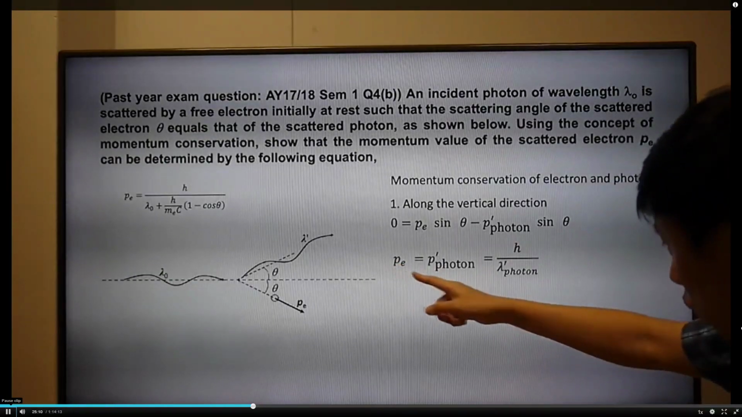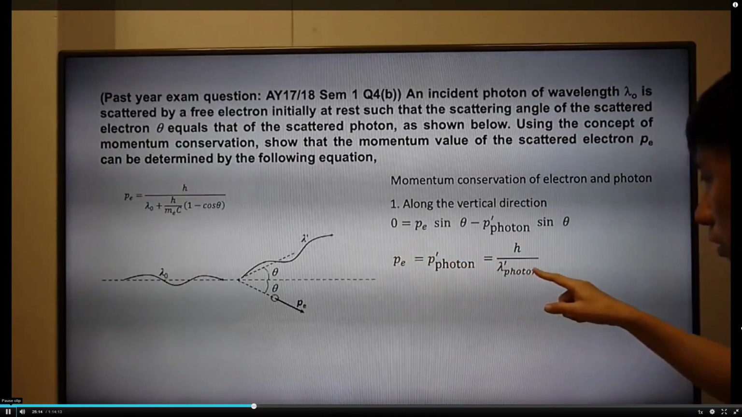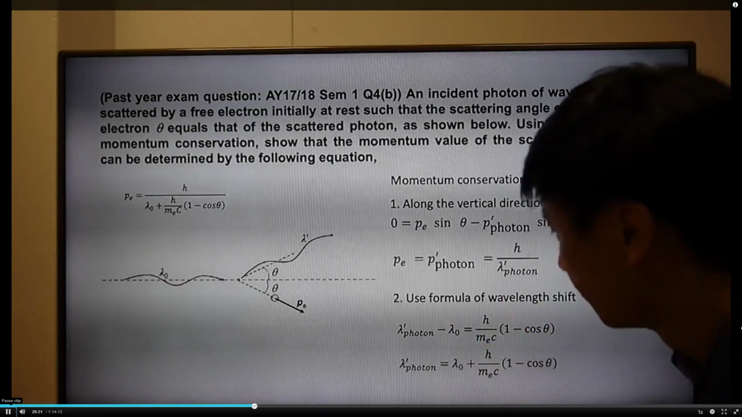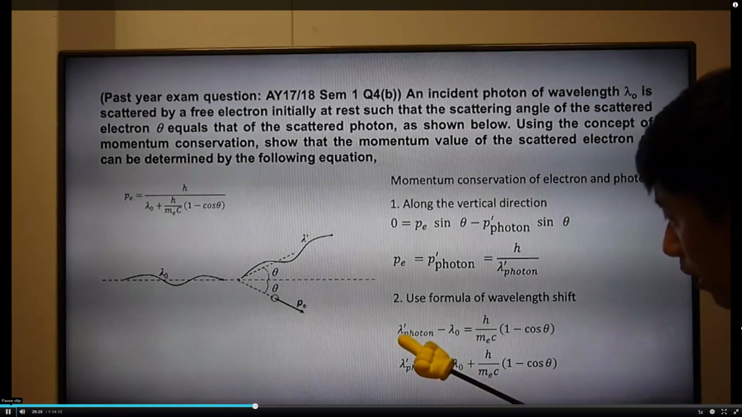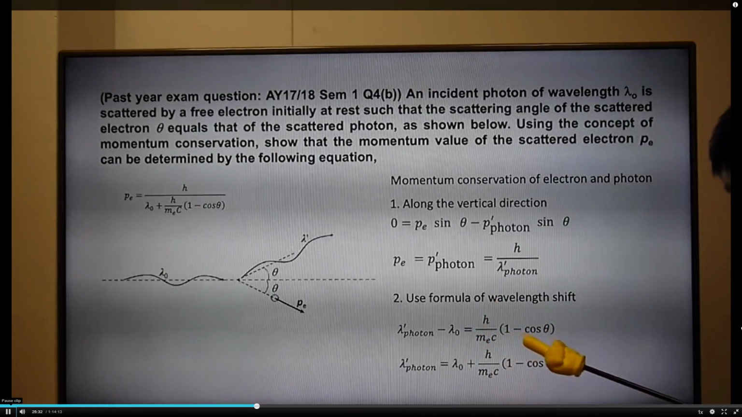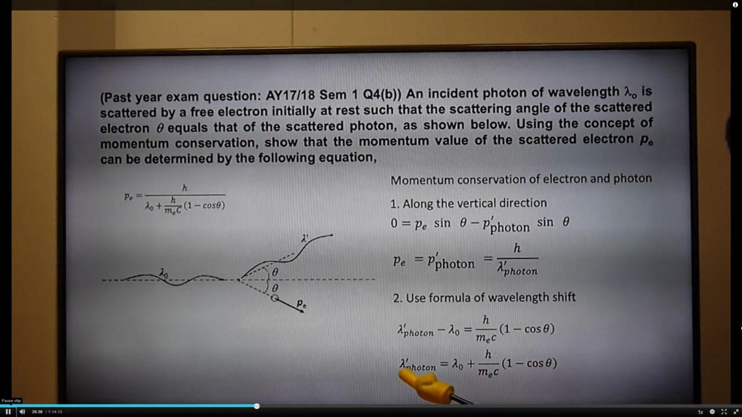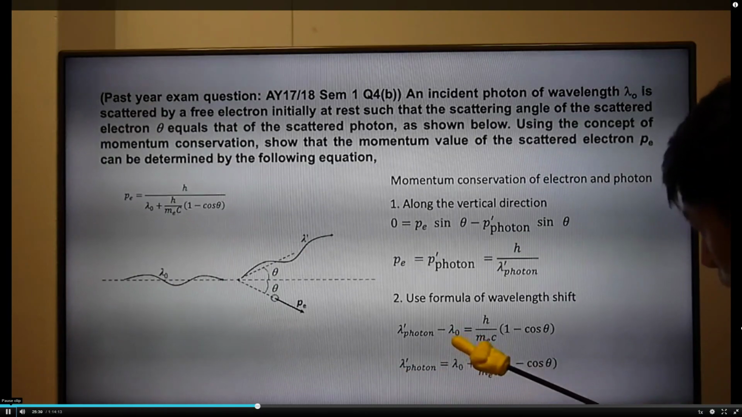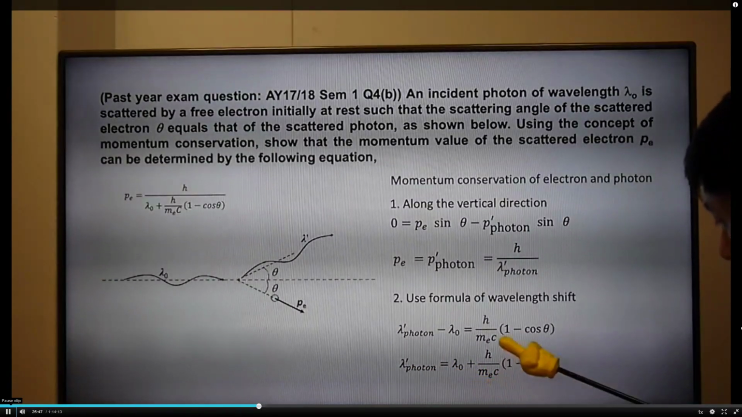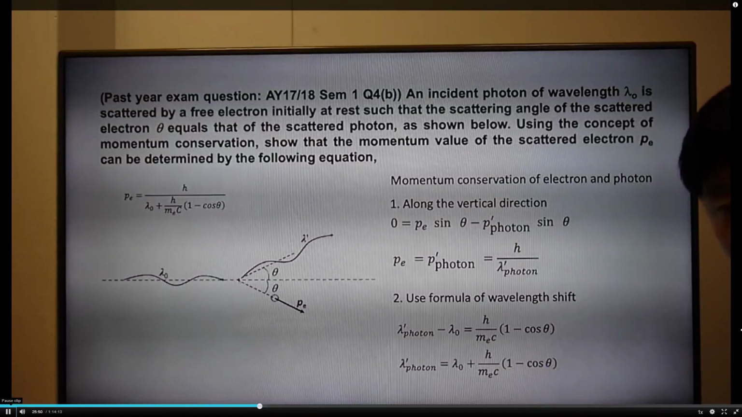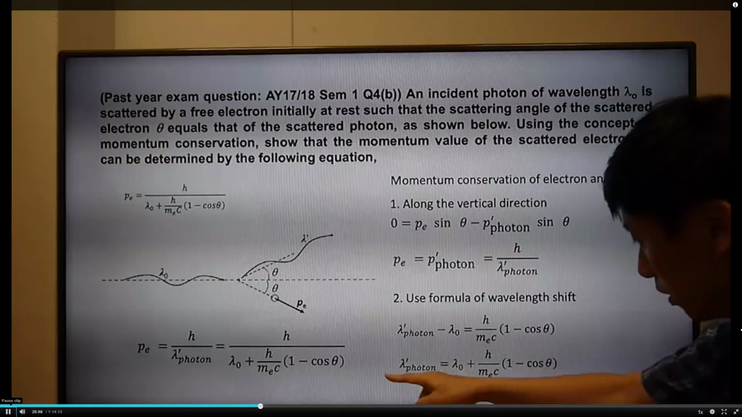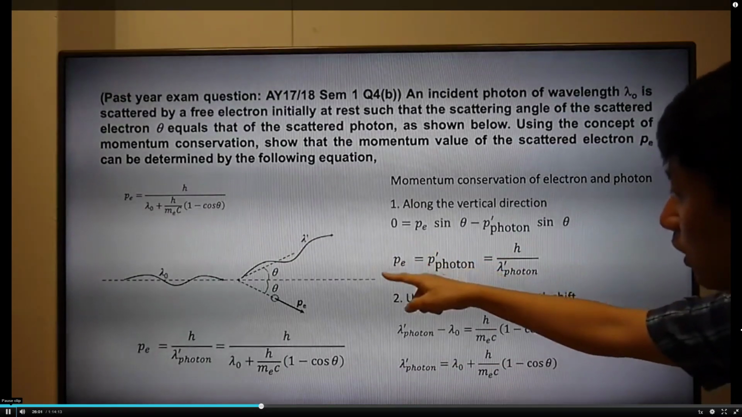Okay, so we define the momentum of the electron as a function of lambda prime in here. Then let's use the Compton shift equation: lambda prime minus lambda 0 equals the Compton constant times 1 minus cosine theta. So we move the lambda 0 term to the right hand side. So lambda prime is lambda 0 plus the constant times 1 minus cosine theta.